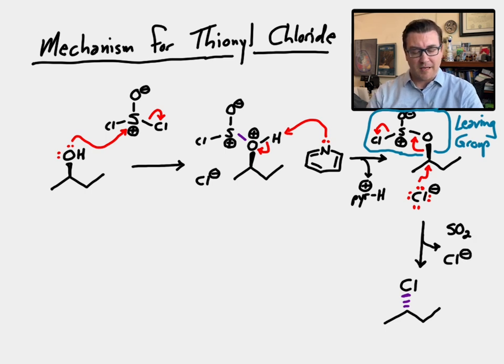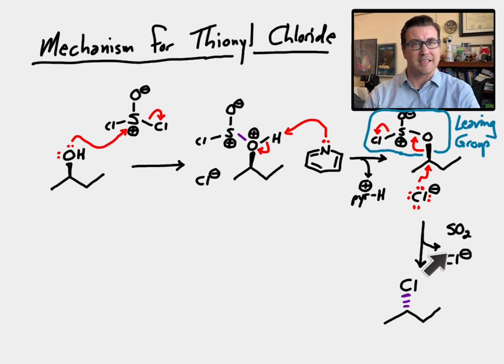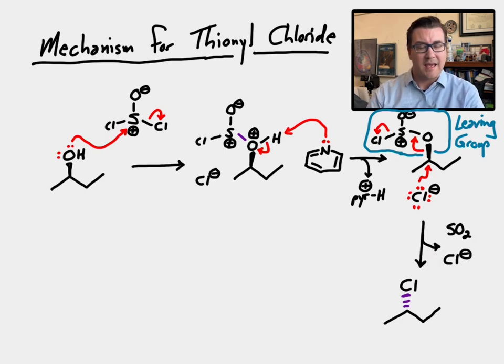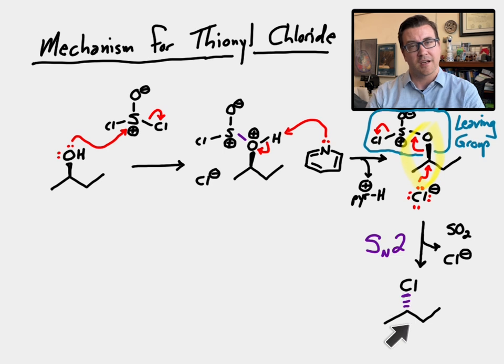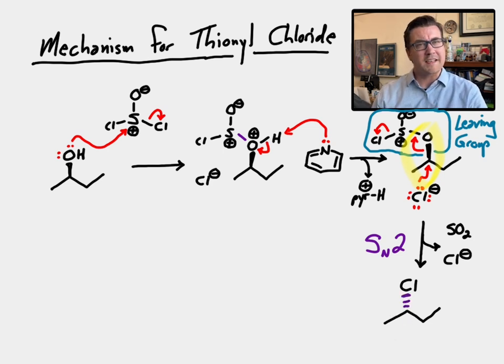It's a good leaving group because you lose SO2, either as a gas or as a dissolved gas, and chloride, again, good leaving groups. It's important to recognize that, again, this is an SN2 reaction, so this is occurring over a single transition state, this particular step, and you are getting an inversion of the stereocenter from this oxygen-carbon bond. It's now an inverted chlorine-carbon bond.